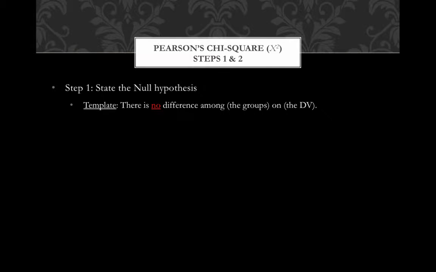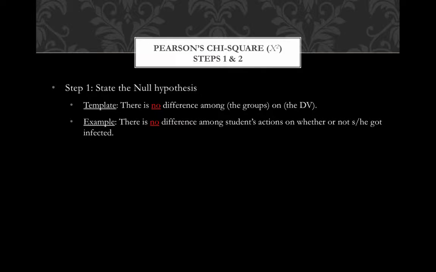Steps 1 and 2, again, same old thing like we've done previously. Step 1, stating the null hypothesis. And we're simply stating that there are no differences among whatever our groups are on whatever the dependent variable is. Remember, both of our variables have to do with categories, have to do with groups. So there is no difference among students' actions on whether or not he or she got infected.